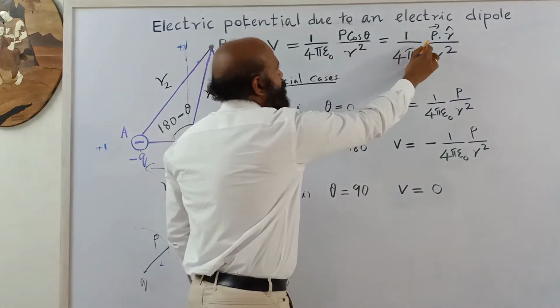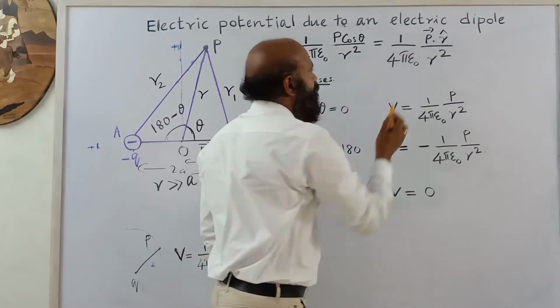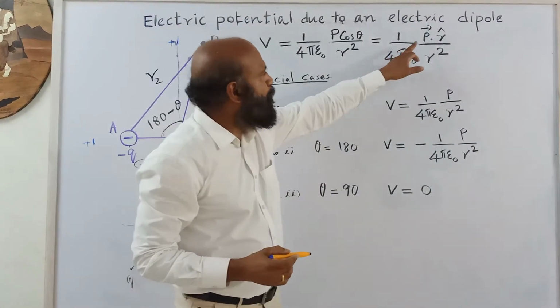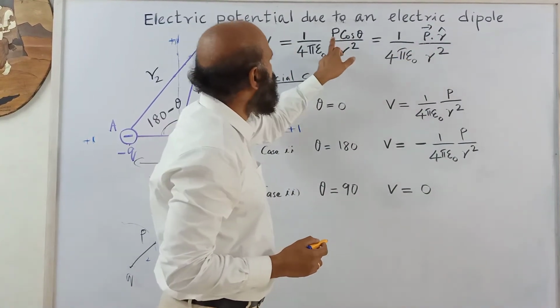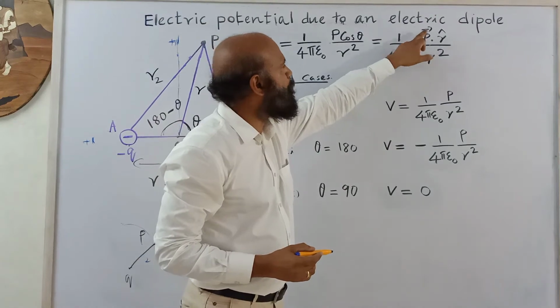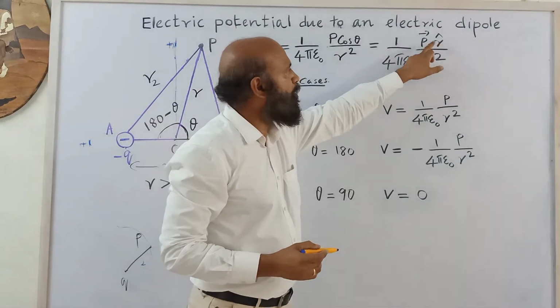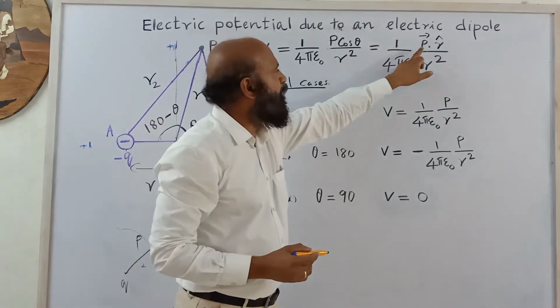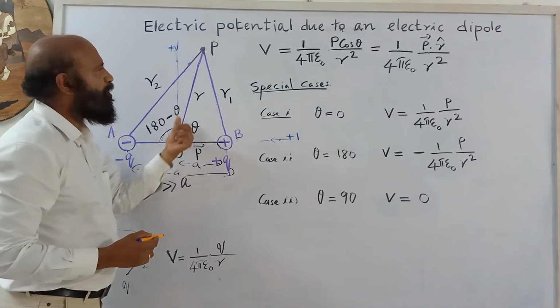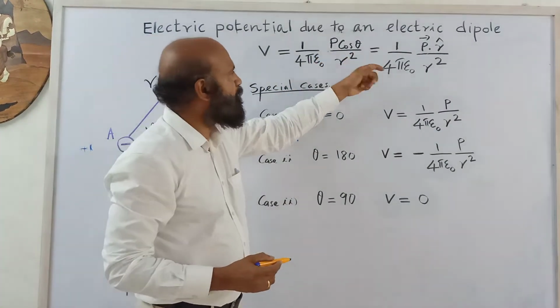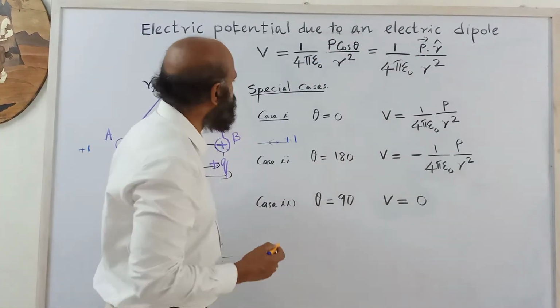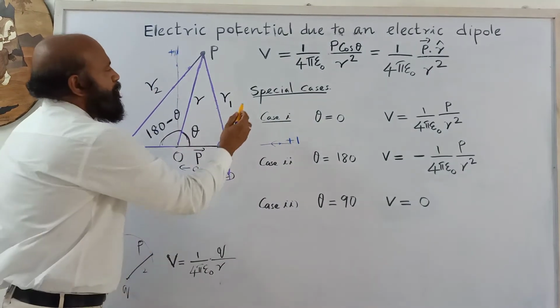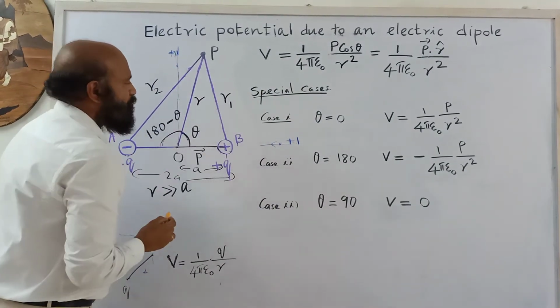P cos theta can be written as P vector dot r cap. P vector dot r cap is P cos theta because the modulus of P vector is P, the modulus of r cap is 1, and the angle between P vector and r cap is theta. So this can be written as P cos theta. Now we will see some special cases.